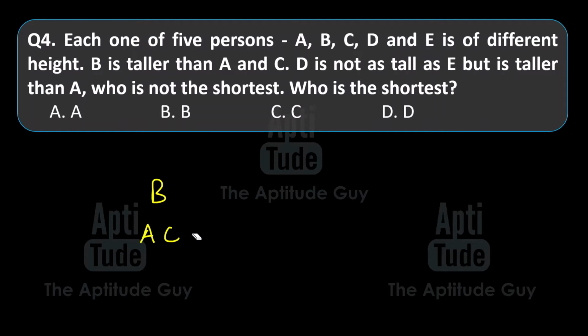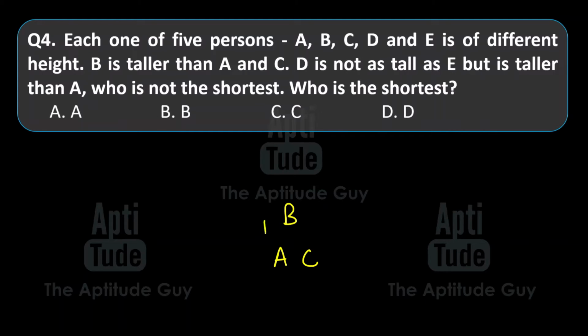But if at all you write the data like this, B is taller than A and C, up is more, down is less. No confusion, no extra symbol written. B is more, A and C are less. Definitely clear. So consider writing the data like that. B is taller than A and C. All right here. B is taller than A and C. A and C we write side by side because we do not know the relationship between them. All right. D is not as tall as E but is taller than A.